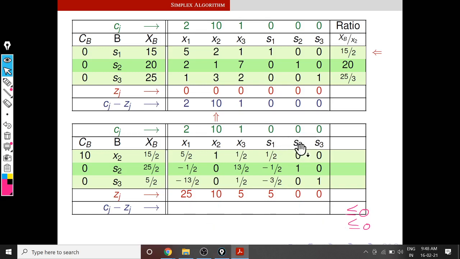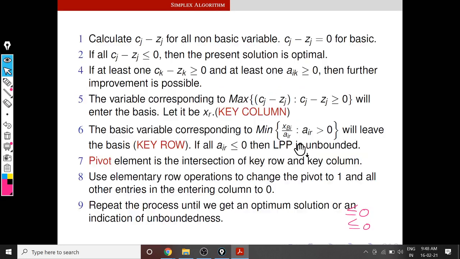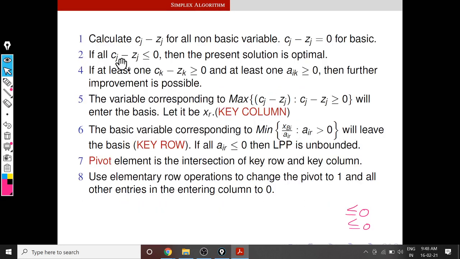Not unbounded, I will show you. One second. Yes. If all the Cj minus Zj's are less than or equal to 0, then the present solution is optimal.